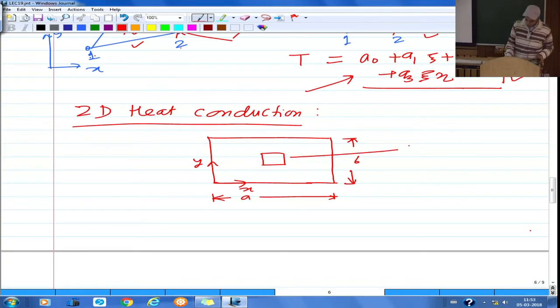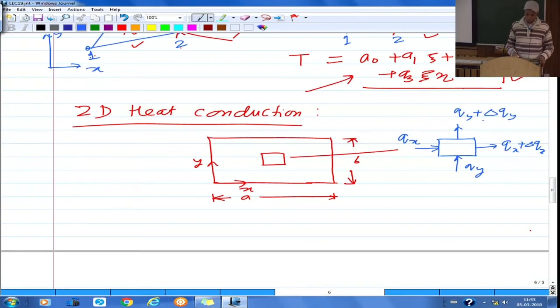So if you draw the energy balance for this, maybe I'll just briefly discuss and then continue in the next class. Let us say that along this edge the heat entering per unit area is Qx, and along this edge the heat which is leaving out is Qx plus delta Qx. Similarly along y, let us say heat entering is Qy and heat leaving out is Qy plus delta Qy.